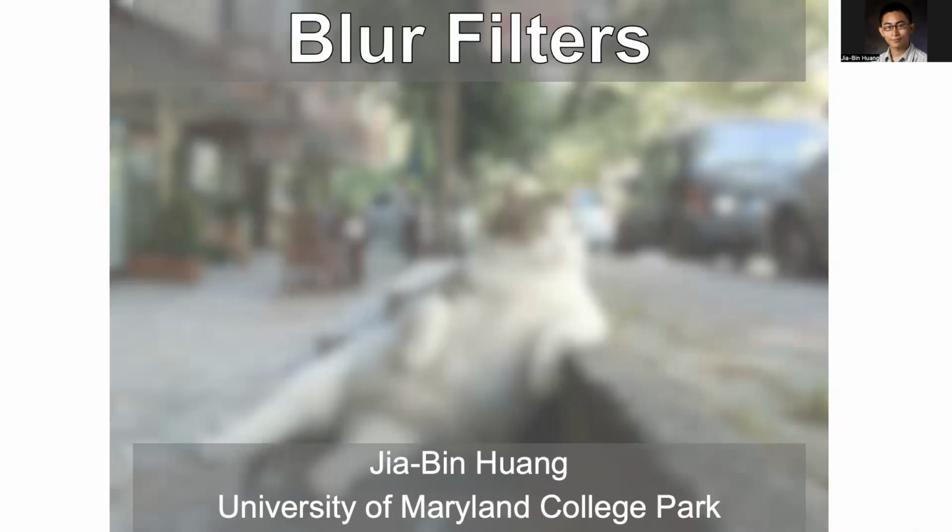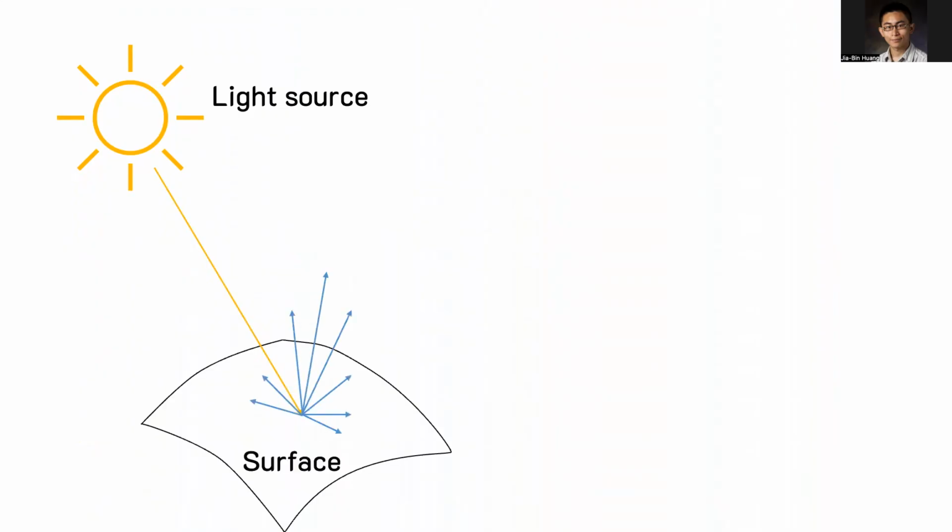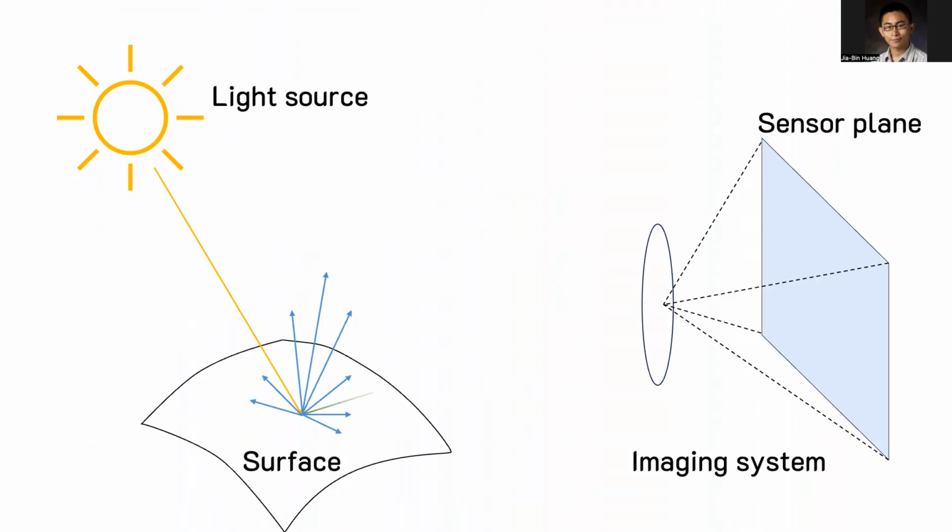Okay, let's get started. So we're going to talk about blur filter, but before that, let me recap what we talked about last time. So an image is formed by, you have a light source and you have a surface material, like what you see here, and the surface material will reflect light, and those light will be recorded by a camera. Okay, so that's basically how an image was formed.